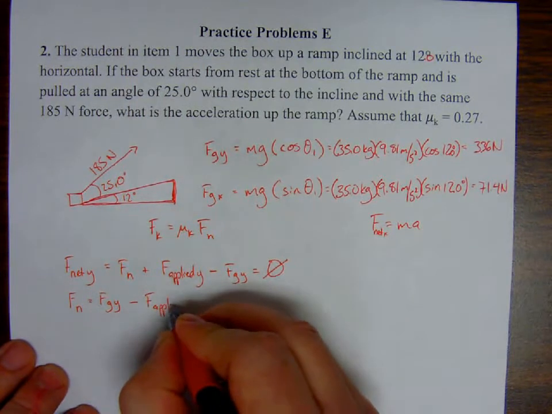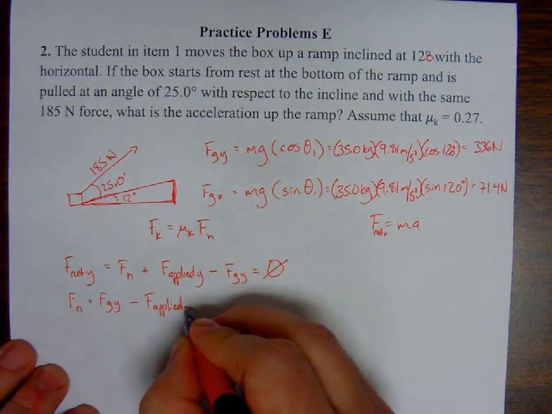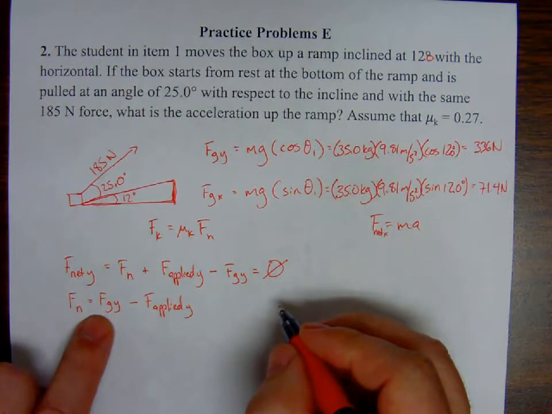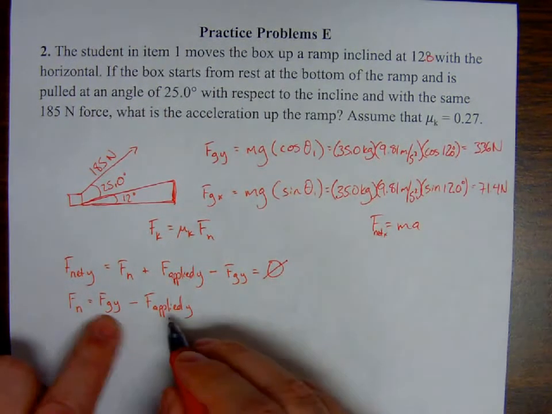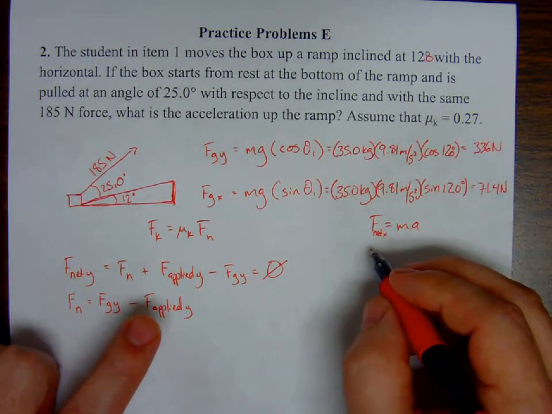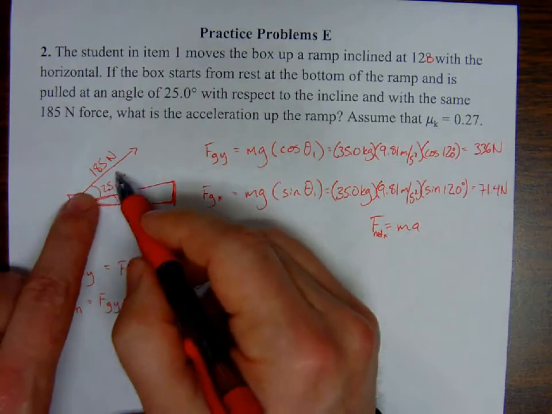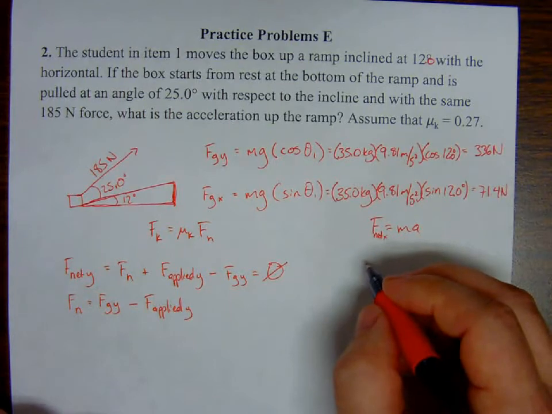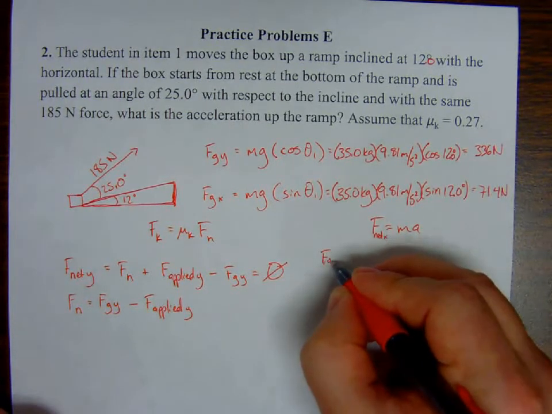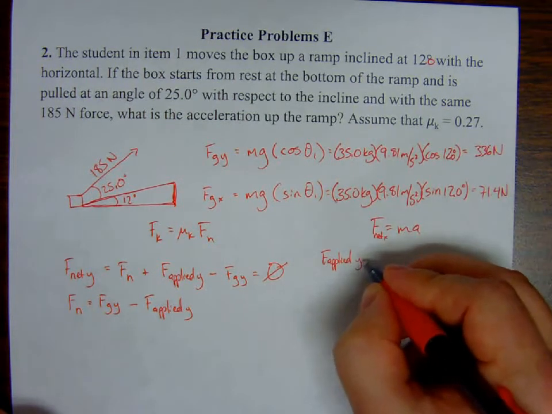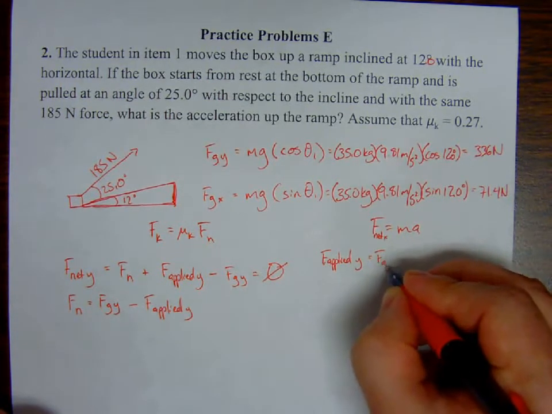The force applied in the y direction is equal to the overall force applied, taking into consideration the angle. So for this I would use sine of theta 2, the second angle, the 25 degrees that I'm pulling the box at. My total force applied is 185 newtons, and taking the sine of 25 degrees, I end up with 78.2 newtons.